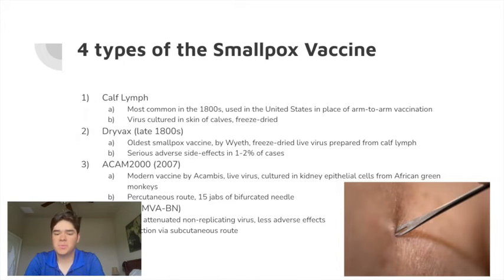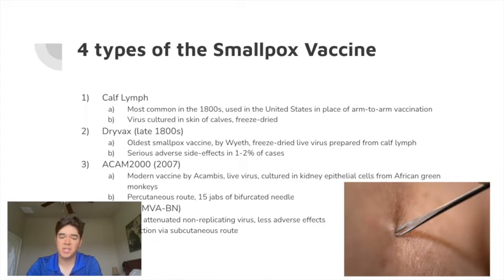So the 4 types of smallpox vaccine would include the calf lymph, Dryvax, ACAM 2000, and Imvanex. The first type of smallpox vaccine that was developed was from the calf lymph, where they would take a virus that was cultured in the skin of calves and freeze dry it to use on people infected with smallpox.